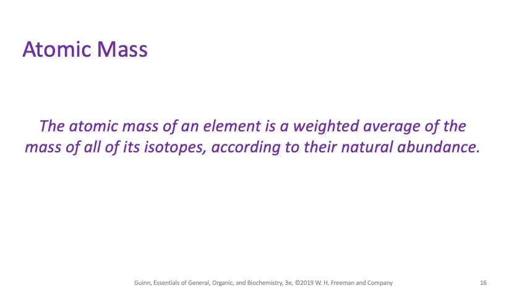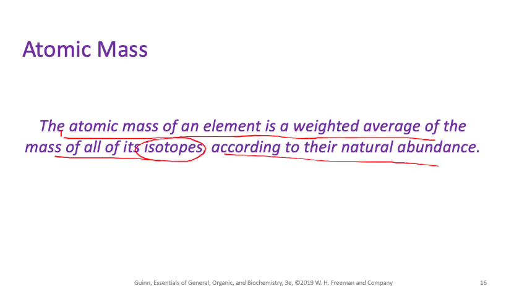Okay, so now we're going to talk about the atomic mass of the element. How are we going to calculate the atomic mass? Before we calculate, let's talk about what atomic mass is. The atomic mass of an element is the weighted average of the mass of all of its isotopes according to their natural abundance. We know that an element may have a different number of isotopes, so the atomic mass is the weighted average of all the isotopic masses of that particular element, and then their natural abundance, right?